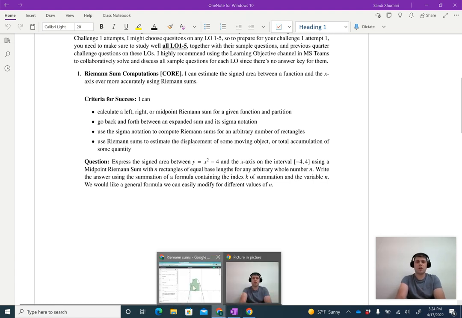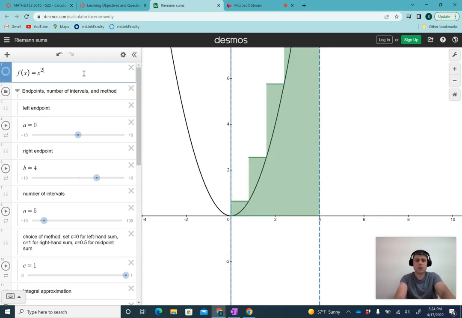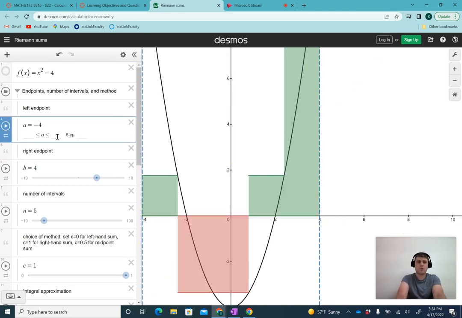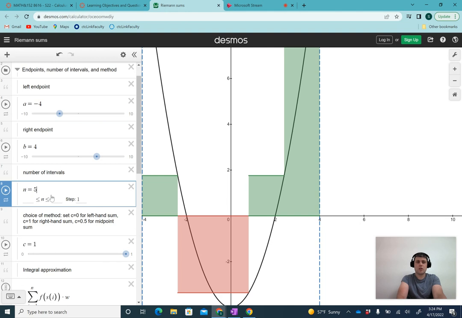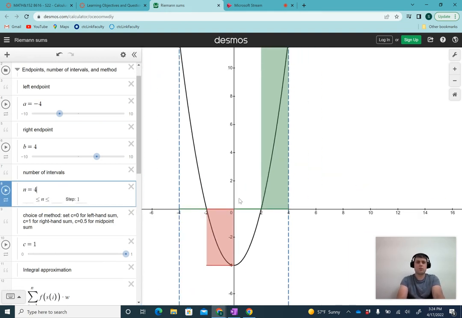So, going to our Desmos here, we need x squared minus 4 for our function, and the interval from a is -4 to 4. We need 4 rectangles to approximate it. So that means the interval from -4 to 4, which is length 8, is split into 4 equal pieces, and each of those will be 8 divided by 4. It will be length 2.